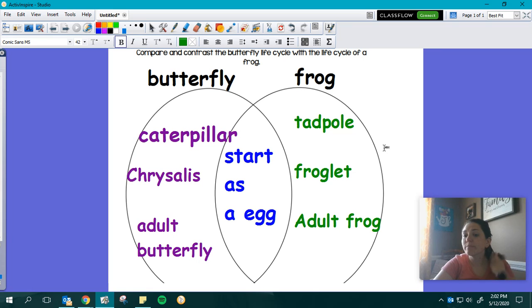So when you guys are comparing your animals and their life cycles, you can pick any of the different animals that we've talked about the past couple of weeks, and you can compare their two life cycles. You would just write it in the Venn diagram that looks like this one that's in your packet for the week. If you have questions, just feel free to ask your teacher.